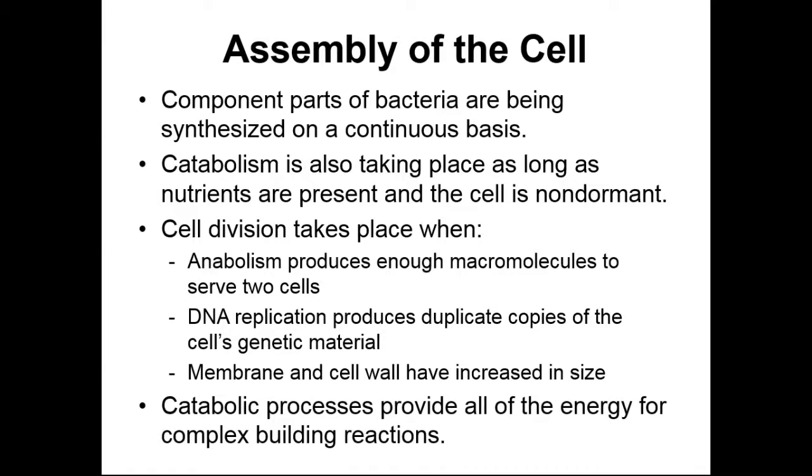Another key prerequisite before cellular division occurs is we need to duplicate the genome. We need to have DNA replication occur. And then finally, we need to increase the cell membrane and the cell wall. So there needs to be a lot of anabolism taking place. We need to have a lot of manufacturing. The catabolic processes provide all the energy needed for the anabolic processes. The cell gets all of its cellular energy from catabolic reactions by breaking down larger molecules.